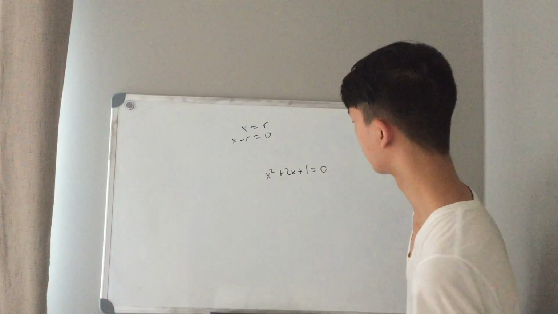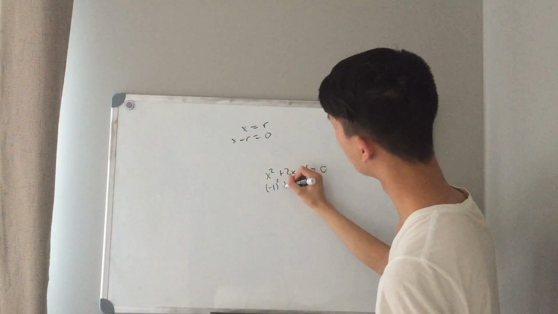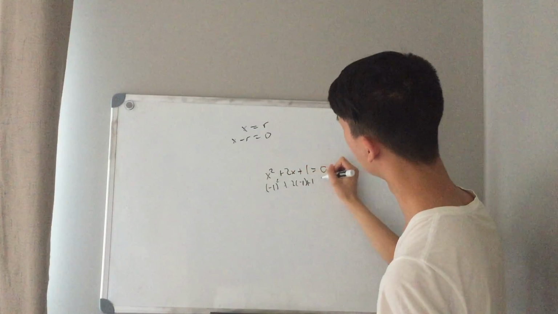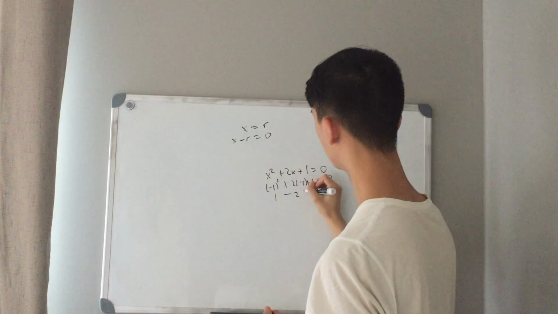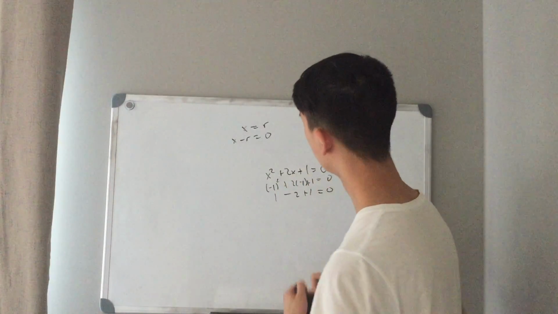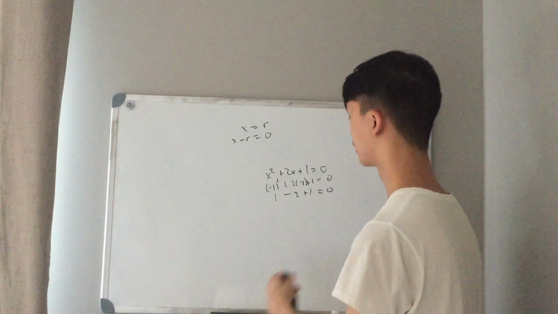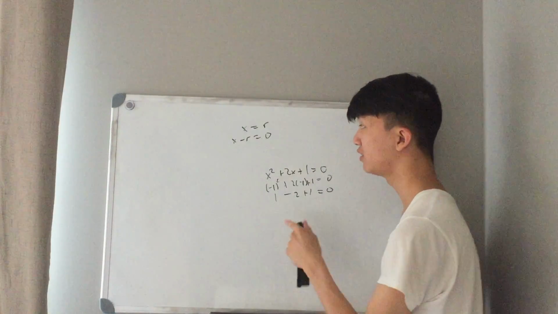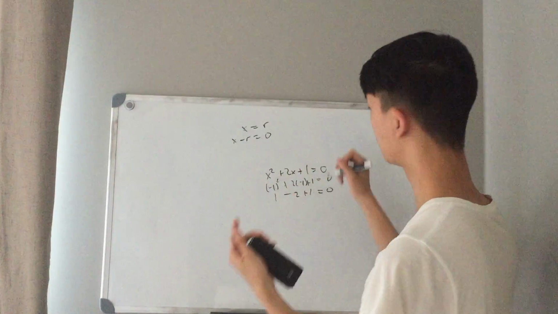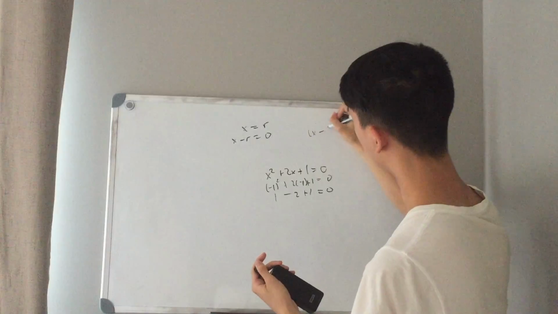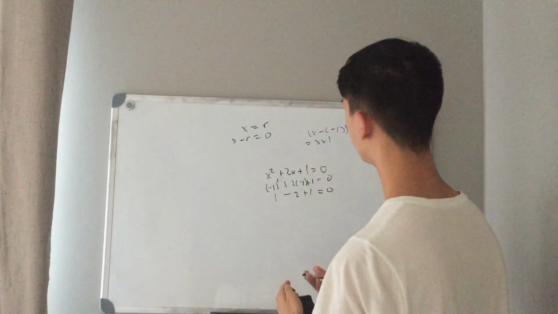So let's test out a value, say -1. Well, we have (-1) squared plus 2 times -1 plus 1 is equal to 0. So then we have 1 minus 2 plus 1 is equal to 0. Now 1 plus 1 is equal to 2, and 2 minus 2 is equal to 0. So 0 is equal to 0, and so -1 is a root. And so x squared plus 2x plus 1 is divisible by x minus -1, or x plus 1.